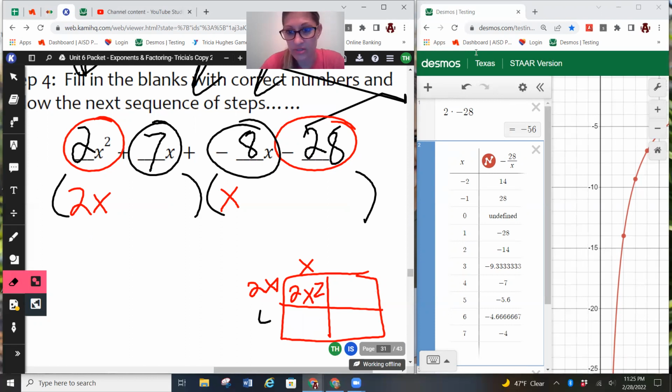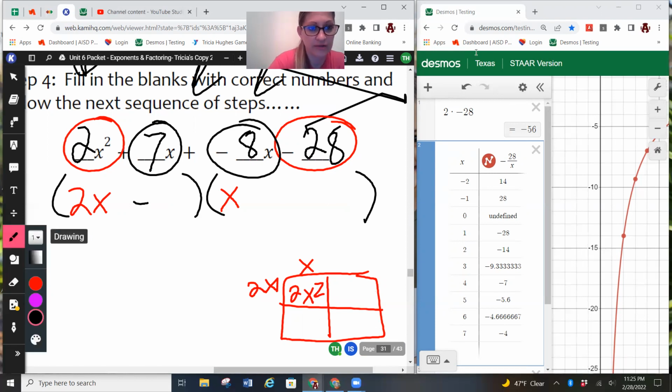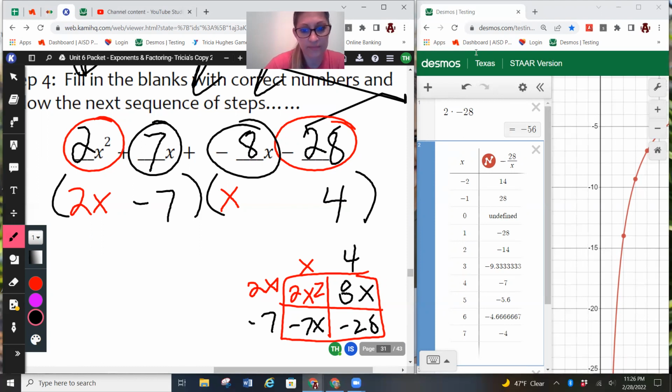Try a different combination. Switch them. Let's just switch them. Negative 7 and 4. Now that gives me 8x and negative 7x and negative 28. Wow, okay, we're so close.